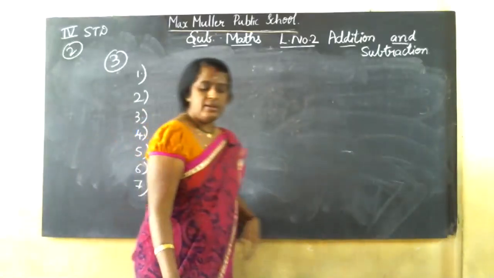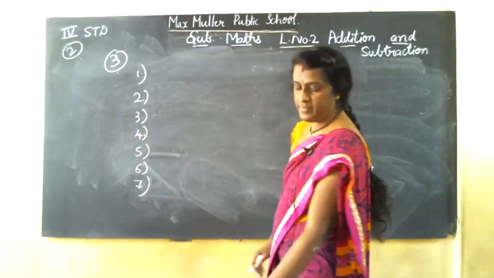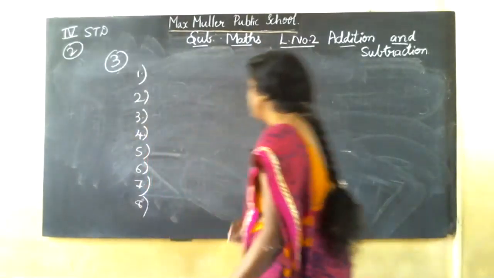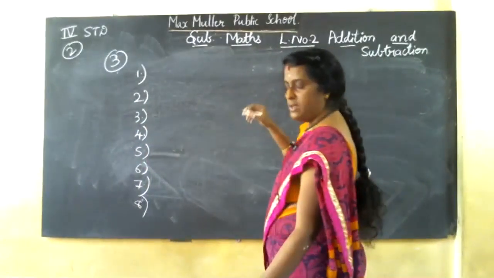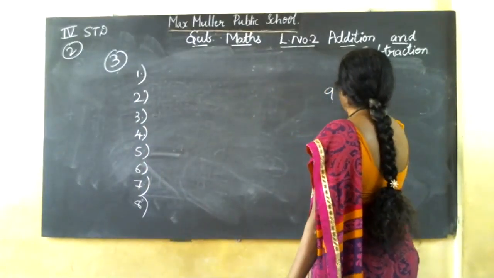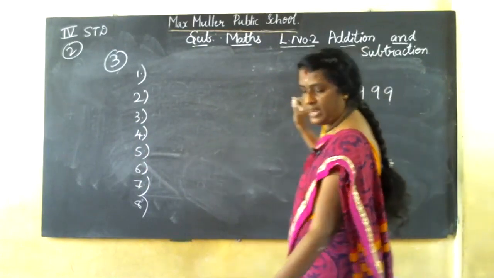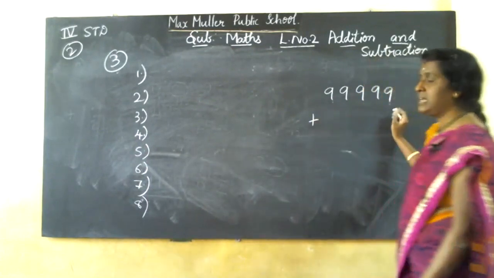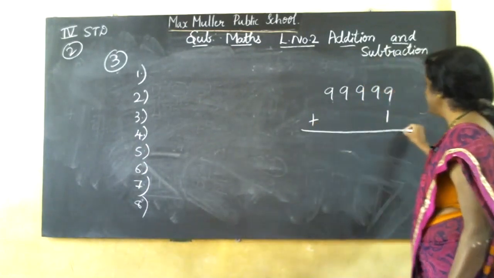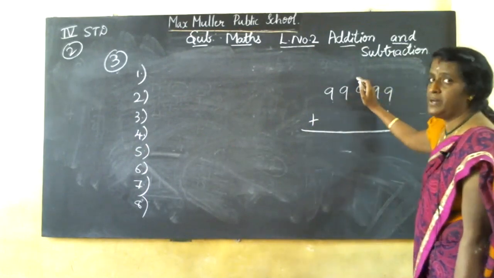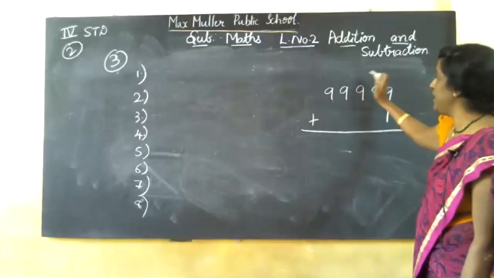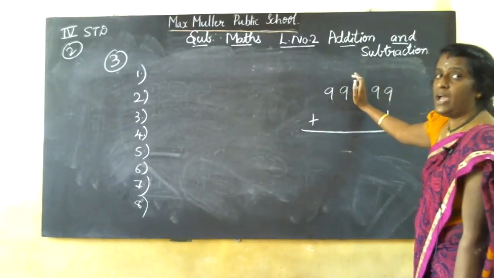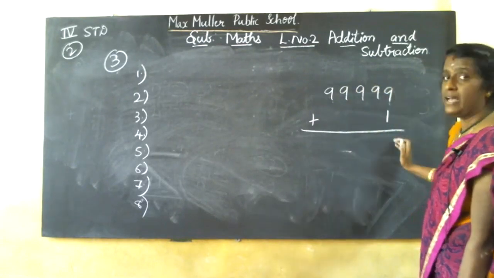Okay, children. 999 plus 1. Oh, 8 is there, children. Sorry. A, B, C, like that. First one is A. 9, 9, 9, 9, 9. When you write 99,999 plus 1, you write plus 1 from the right side. When you add this, see here, this is the greatest 5-digit number: 1, 2, 3, 4, 5. When you add 1 to the greatest 5-digit number, what will the answer be?